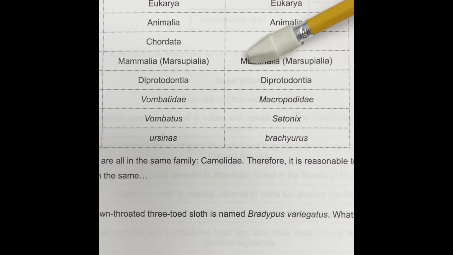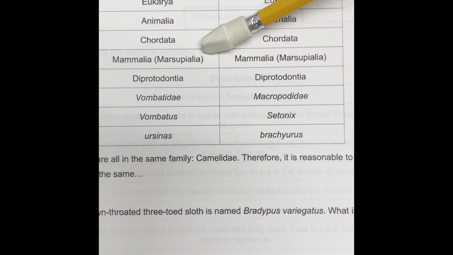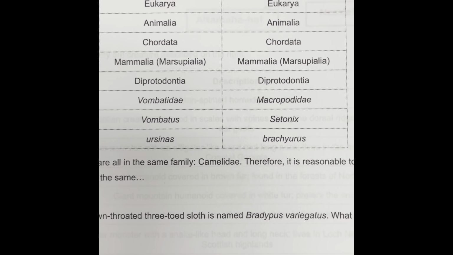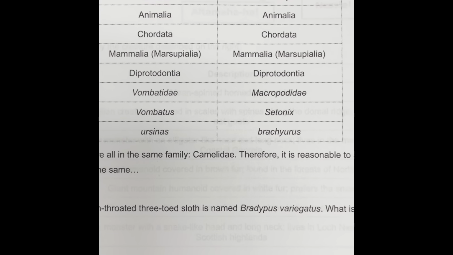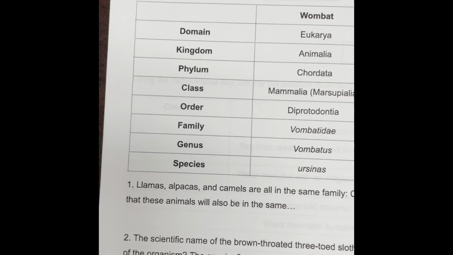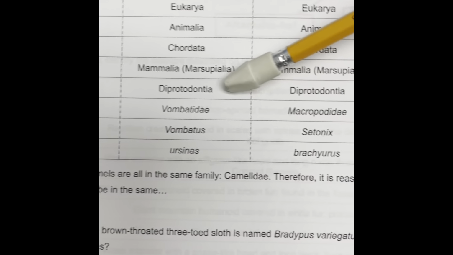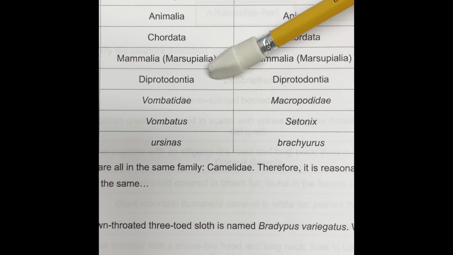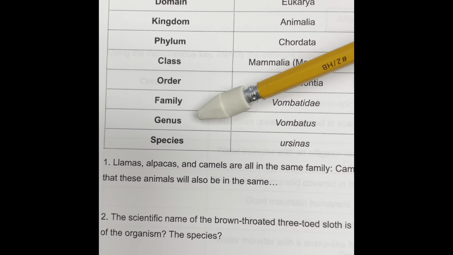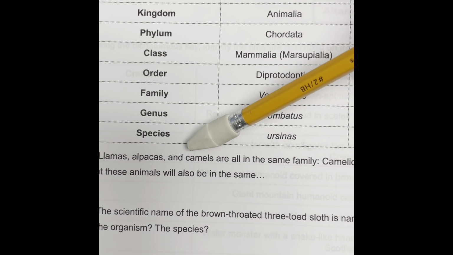They are both mammals, but they are a subsect of mammals called marsupial. Both of these are Australian marsupials, but we do have one North American marsupial you may be familiar with, the opossum. So this is the class. The order is Diprotodontia. Then we get into the family, genus, and species. So we're going from the most general to the most specific.